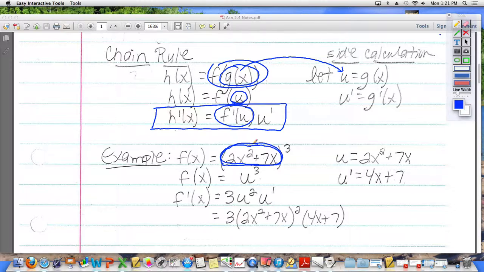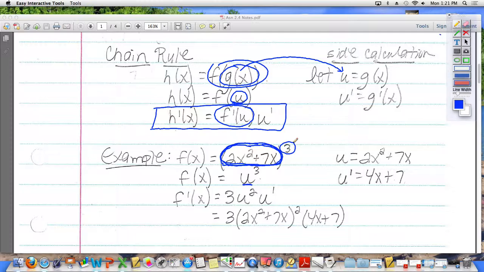According to the chain rule, to find the derivative, you do this. Whatever you called u, you write down u. Instead of writing down 2x squared plus 7x, you write down u. But u is being put to the third power, so you write u cubed. Notice so far, I've said f of x equals 2x squared plus 7x cubed. All I have done is replaced 2x squared plus 7x with a u. I have not started taking the derivative yet.